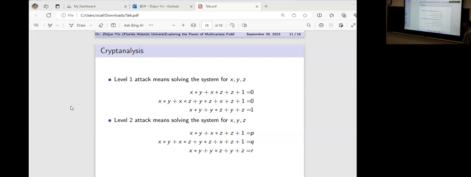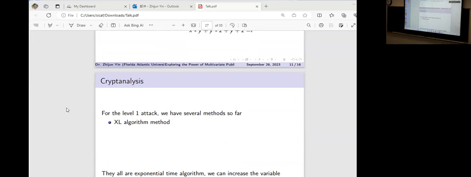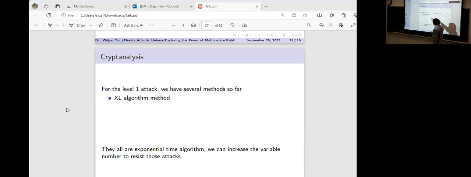Make sense, right? So what's the problem there? The next thing, let's see how hard the problem is. For the level 1 attack, just solve that nonlinear equation system. We have an algorithm, the XL algorithm method. It's pretty much similar to the matrix method. In the matrix method, we have one column corresponding to variable X, one column corresponding to variable Y, and in the end, one column corresponding to the constant. And do the Gauss-Jordan elimination to try to solve it.